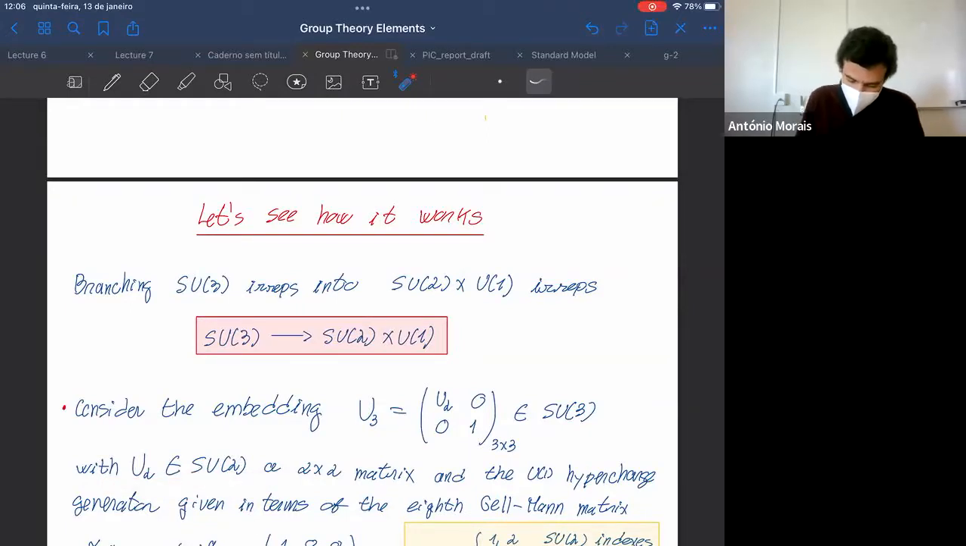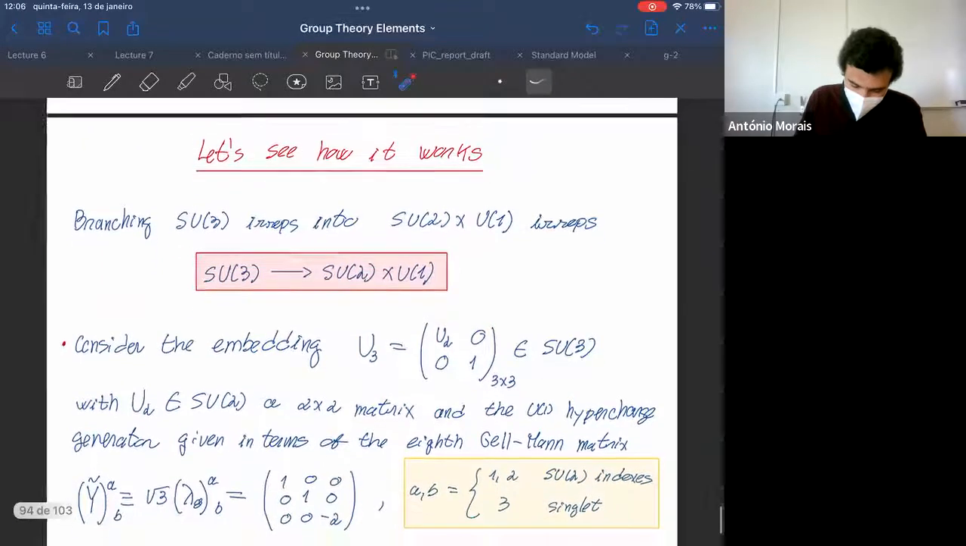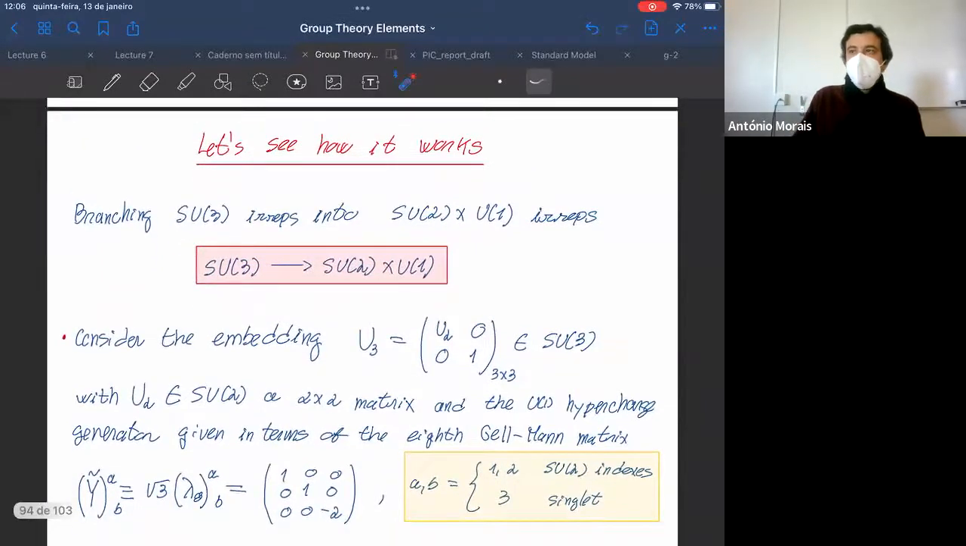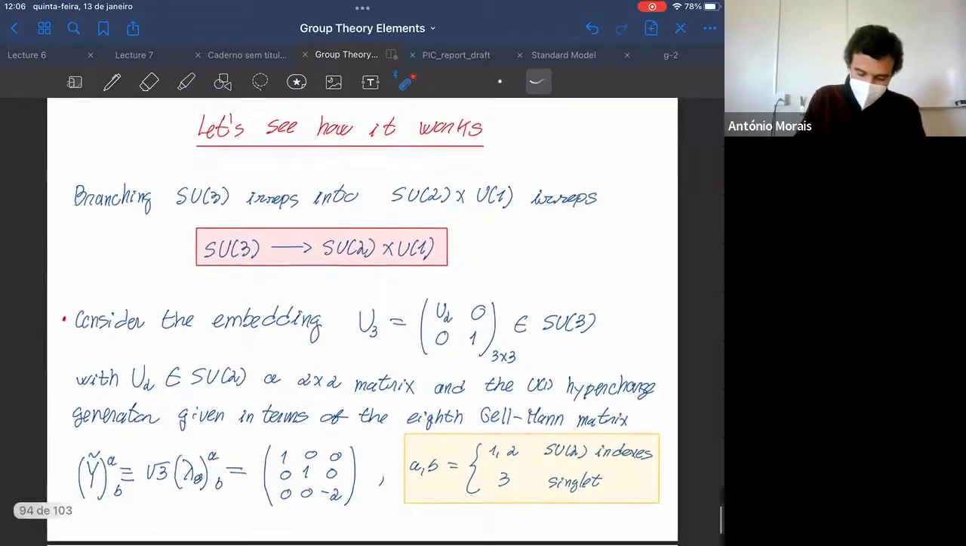It's a 2x2 matrix. And then you can also say, I have the hypercharge generator. This is something that I will always give you in exercises. It is given in terms of the 8th Gell-Mann matrix, the lambda 8. And I define the hypercharge generator in this way, with square root 3 here, just to make charges integer numbers. I could define this with over 3 or over 6. In fact, in the standard model, it's over 6.